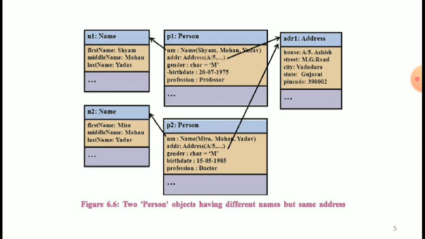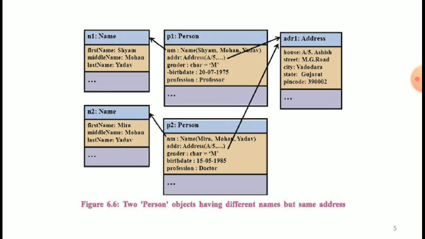So that is a relationship. Two person objects having different names but the same address. So person 1 and person 2, that is, two person objects having different names, P1 and P2, but the same address. Name of the first person is Shyam Mohan Yadav. Address is A5. Gender is male. Birth date 27, 1975. Profession is professor.